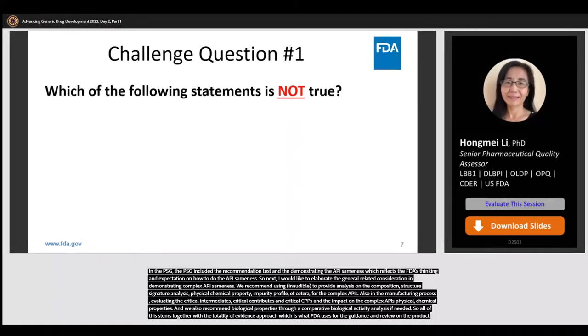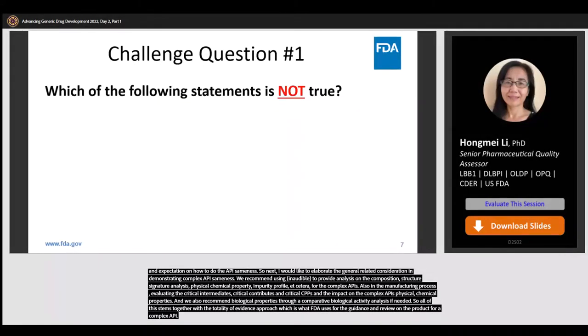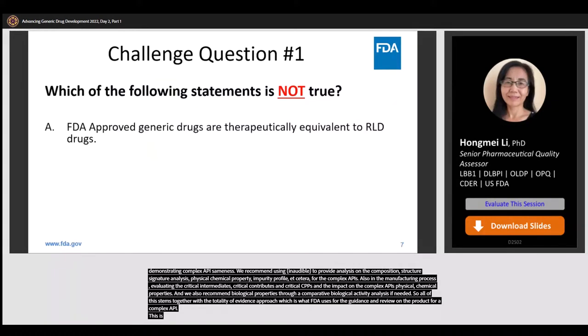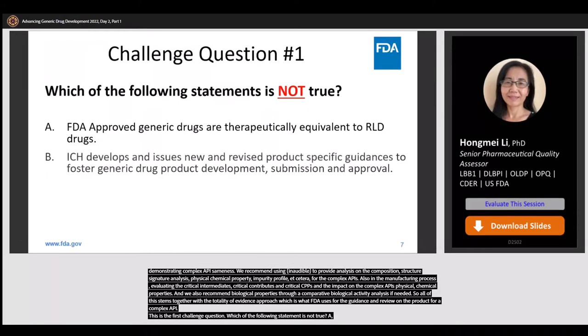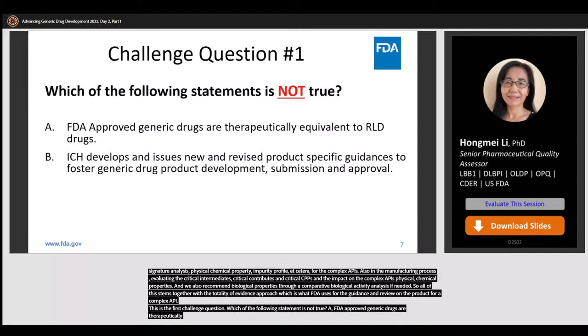Here is the first challenging question. Which of the following statements is not true? A, FDA approved generic drugs are therapeutically equivalent to RLD drugs. B, OGD develops and issues new and revised policy guidance to foster generic drug product development, submission, and approval.